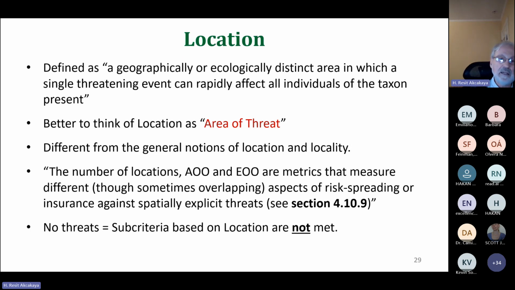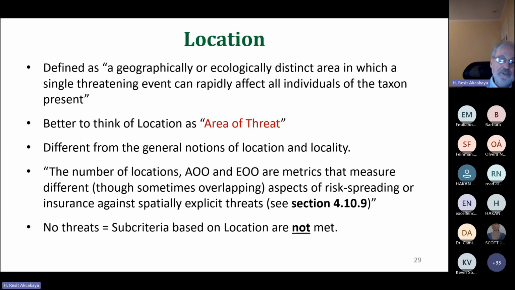Now, why is this in the Red List guidelines? What it is trying to measure is somewhat related to what area of occupancy and extent of occurrence are measuring, which is risk spreading, right? Insurance against spatially explicit threats. If there are different threats in different parts of the range of the species, that means the risk is spread, because one event can take out this subpopulation, another event can take out this part of a subpopulation, but they are two different events, right? That is risk spreading.